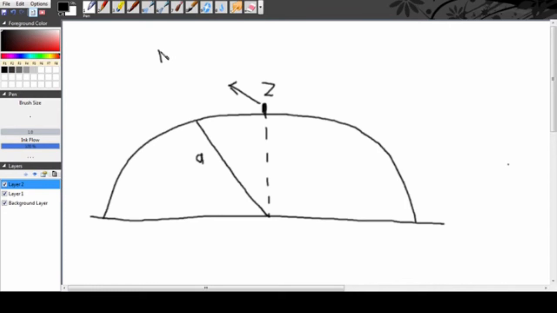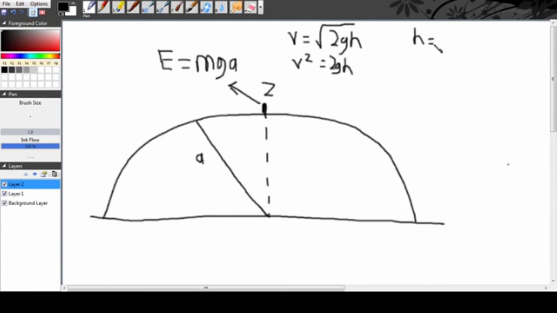We know the potential energy of the ball as it's resting on the z-axis is E equals mga. So we know the velocity of this ball is going to be equal to the square root of 2gh. So v squared is equal to 2gh. That means that h is equal to a minus z. So v squared is equal to 2g times a minus z. We also have an r vector leading to the point where the ball will actually detach. That vector creates an angle theta with respect to the z-axis.